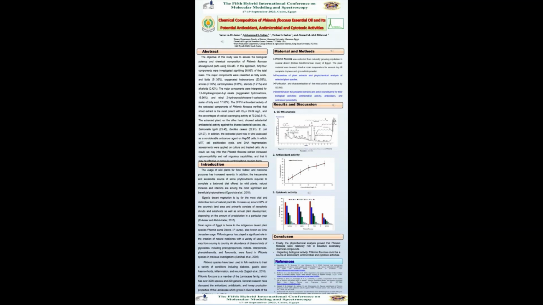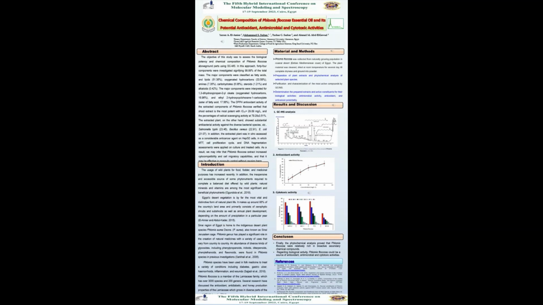Phlomis floccosa is a member of the Lamiaceae family, which has over 3,000 species and 200 genera. Several researchers have discussed the antioxidant, antidiabetic, and honey production properties of the Lamiaceae, which grows in diverse parts of the world. El Mokasabi, 2014.